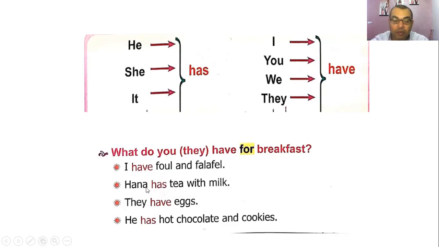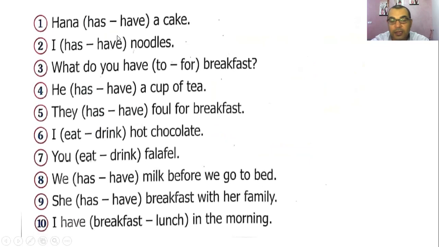Hannah has. You could ask here why we use has with Hannah, because Hannah is a single subject, like she. She matches with has, so Hannah also matches with has, okay? Here's a simple exercise. Hannah has or have a cake? Excellent, has. I has or have novels? Have. What do you have to or for breakfast?